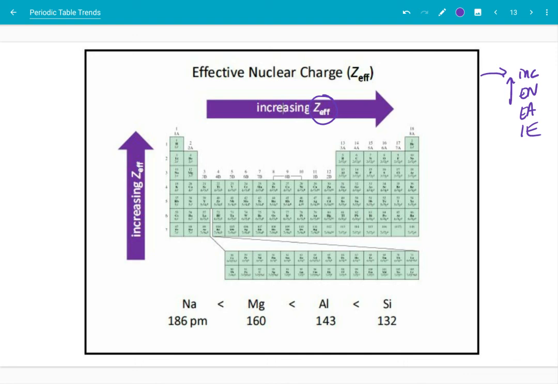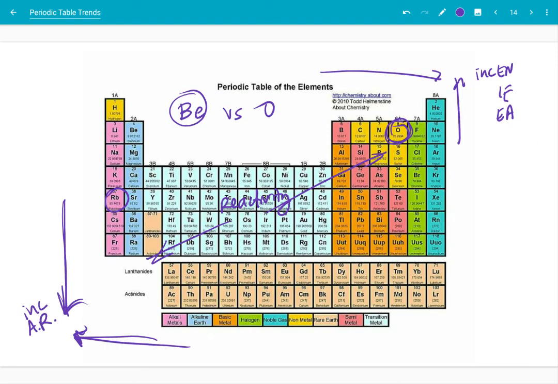But the way I will test you is with questions like the Be versus oxygen. Or if I ask barium versus chlorine, who's going to have a higher electron affinity? And you would say, oh, it's chlorine because it's closer in that arrow direction.